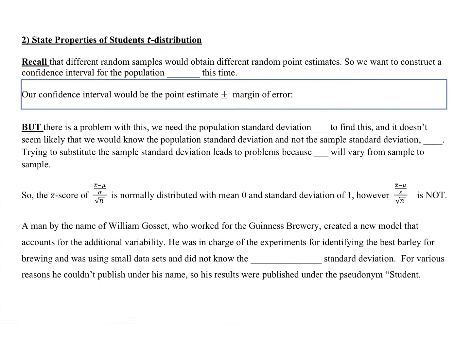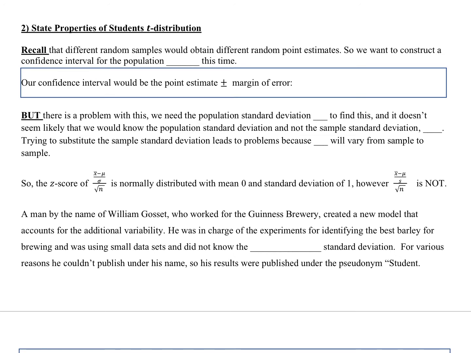Alright, so let's take a look at objective 2, stating the properties of the student's t-distribution. First off, recall that different random samples would attain different random point estimates. Okay? So we want to construct a confidence interval for the population mean this time. And our confidence interval would be the point estimate value plus or minus the margin of error. So what is the point estimate and what is the margin of error? The point estimate is our x bar, and the margin of error is z alpha over 2 times the standard deviation divided by the square root of our sample size.